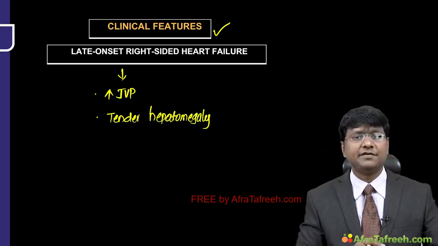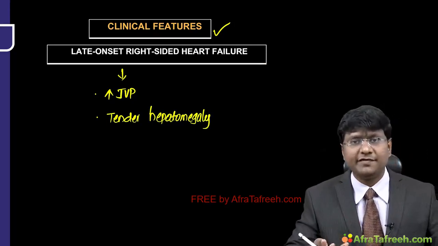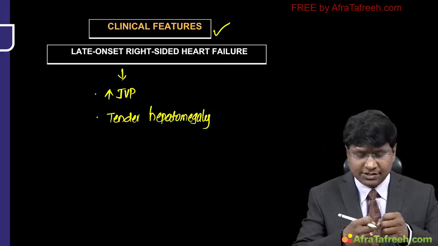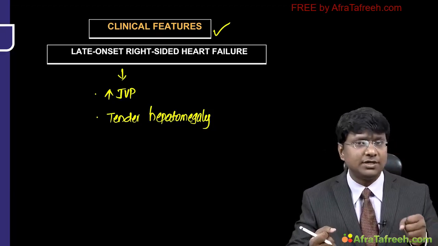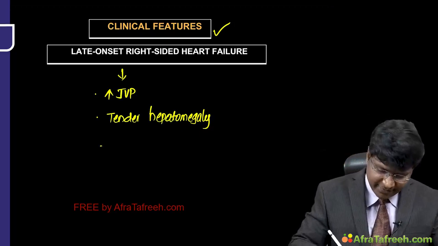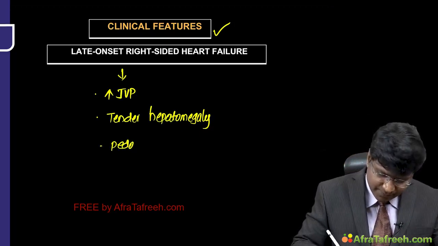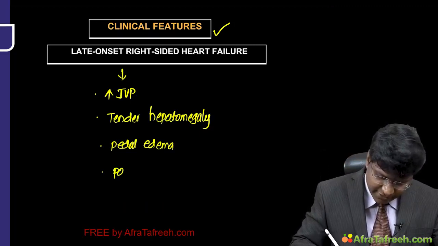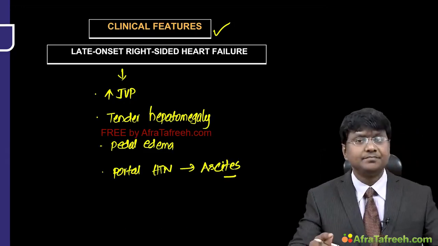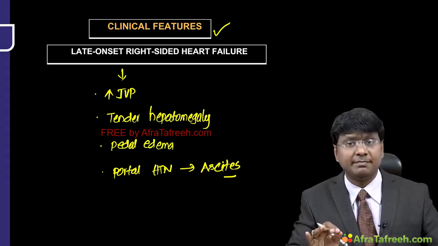The next important feature is tender hepatomegaly, because the inferior vena cava pressure also increases in case of right heart failure. So there will be stretch of the Glisson's capsule around the liver, because the liver is not able to send the blood into the inferior vena cava. So thereby there will be tender hepatomegaly. These patients also develop pedal edema. They also can develop portal hypertension. And secondary to portal hypertension, these patients can also have the development of ascites.